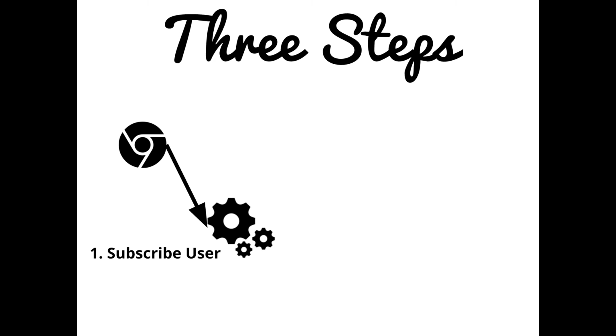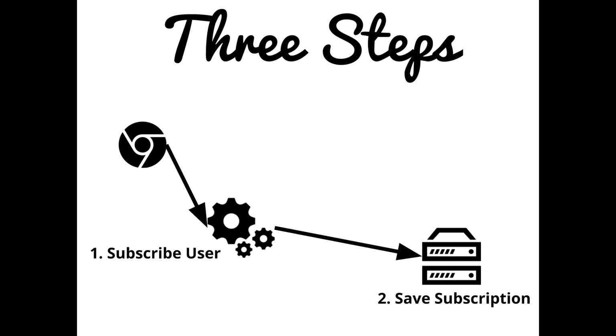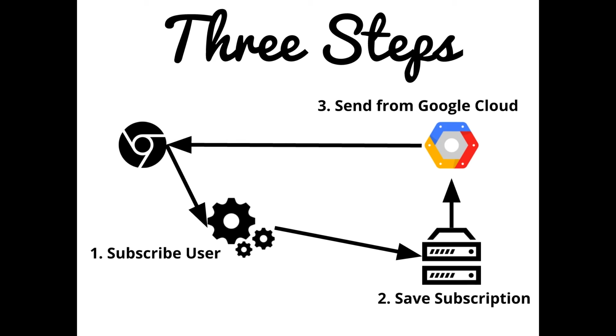Once they've subscribed, it generates an ID, and that's their unique ID. We then need to save that ID somewhere. Generally, you save it on the server so you can use it when you want to send them messages later. And then when you're ready to send a message, you can send it from Google Cloud, so it just goes straight out. At the moment, I think it can only be sent from Google Cloud. I know they'll start to open this up, but right now, it's still pretty new stuff.